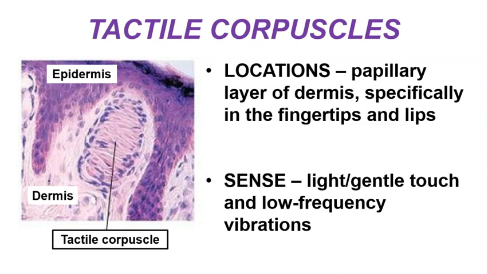The tactile corpuscles are located in the papillary layer of the dermis, so that is the superficial-most layer of the dermis. The tactile corpuscles are not equally distributed across the entire body surface, however. They are more highly concentrated in the fingertips and in the lips, which is why these areas are particularly sensitive. They function to sense very light or gentle touches, as well as low-frequency vibrations.